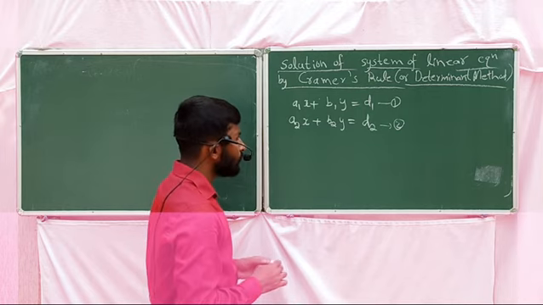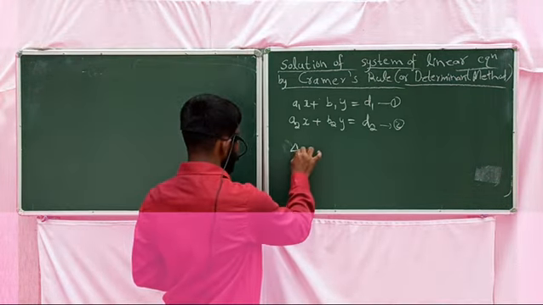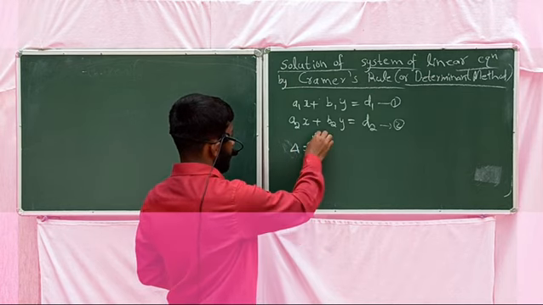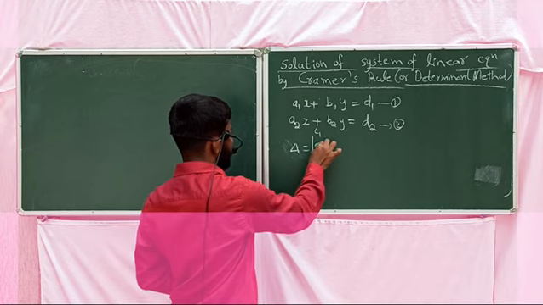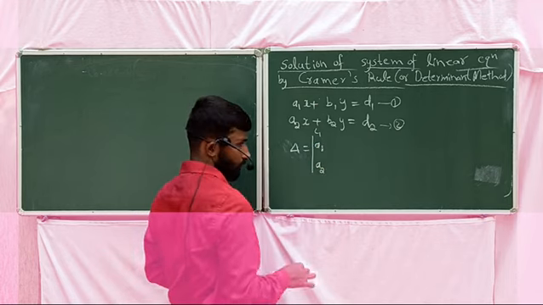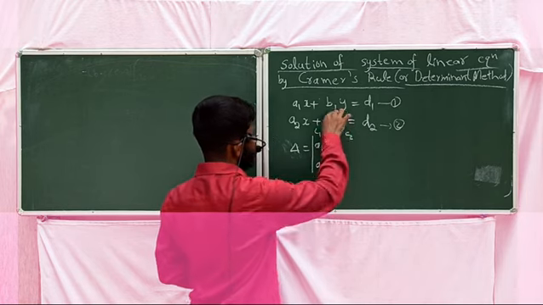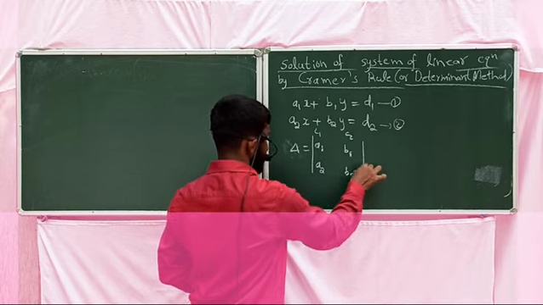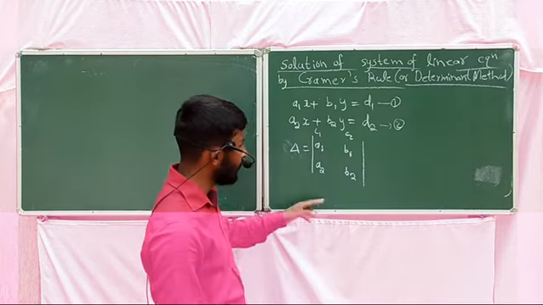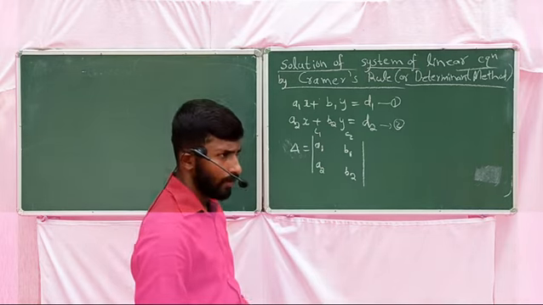Then to find the x and y values, take one determinant value, delta. It's obtained by writing, in column 1, the coefficients of x. What's the coefficient of x? a1 and a2. In the second column, C2, write the coefficients of y. You will get b1 and b2. Okay, it's the delta value. You know how to calculate a determinant value: product of diagonal entries minus product of non-diagonal entries.